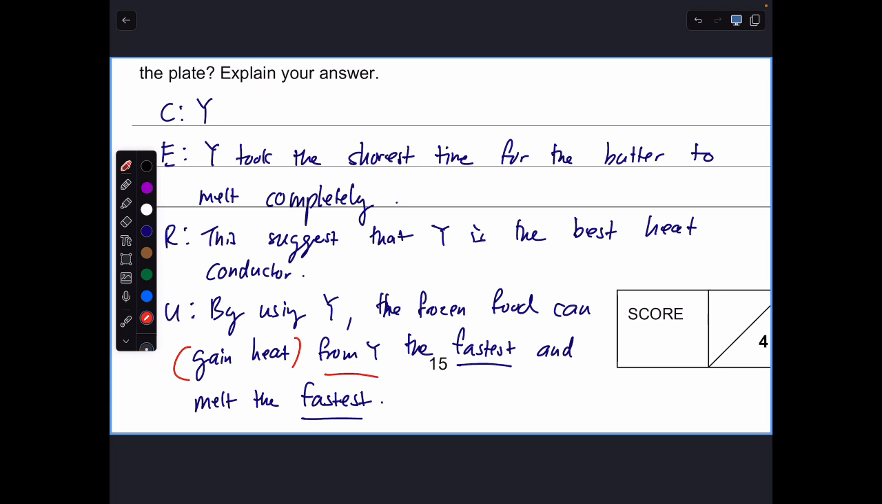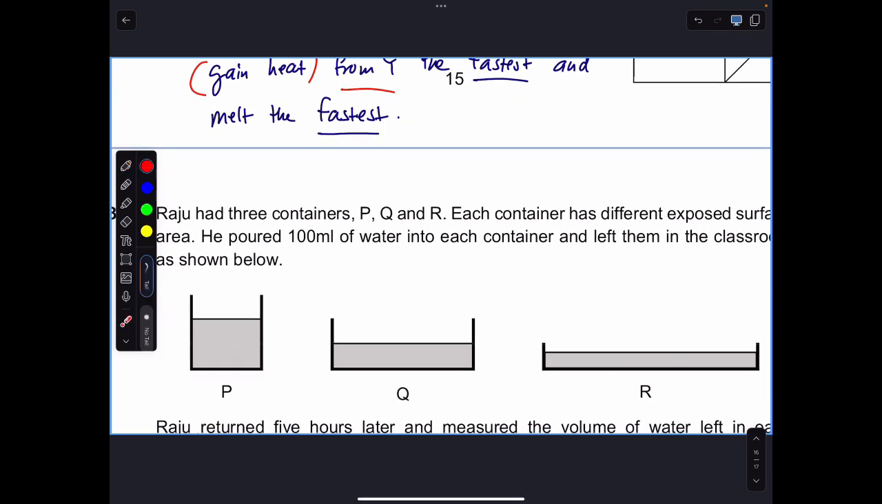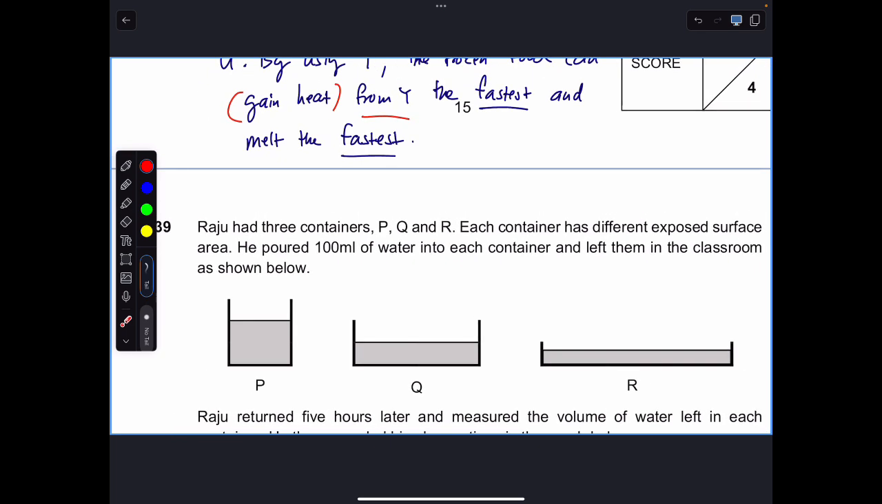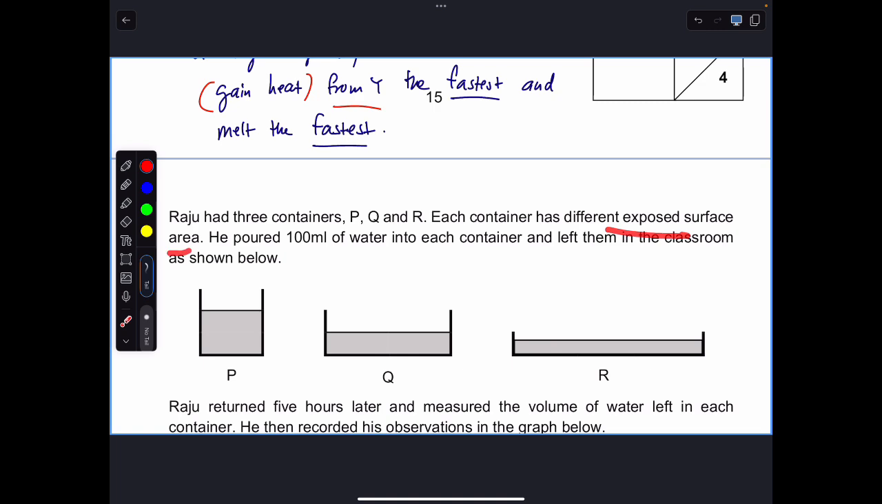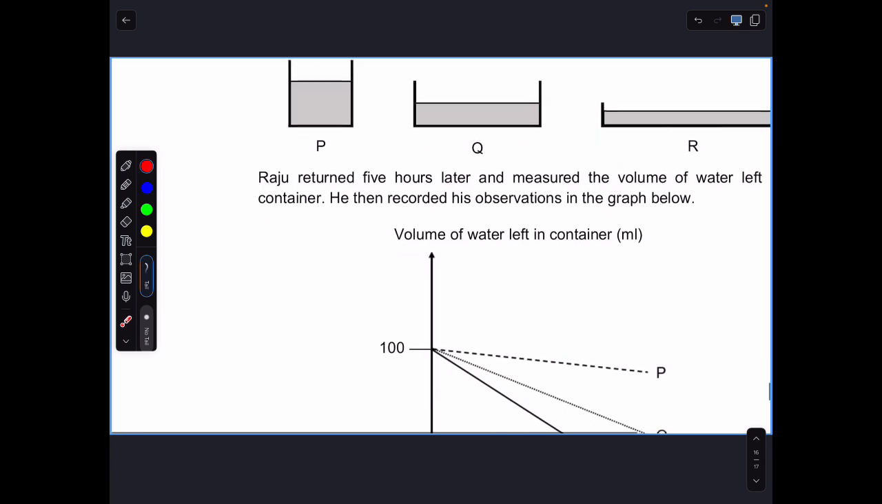Okay, next. Raju had 3 containers, P, Q, R. Each container has different exposed surface area. He poured 100 ml of water into each container and left them in the classroom. Raju returned 5 hours later and measured the volume of water left in each container. He then recorded his observation. So very straightforward.